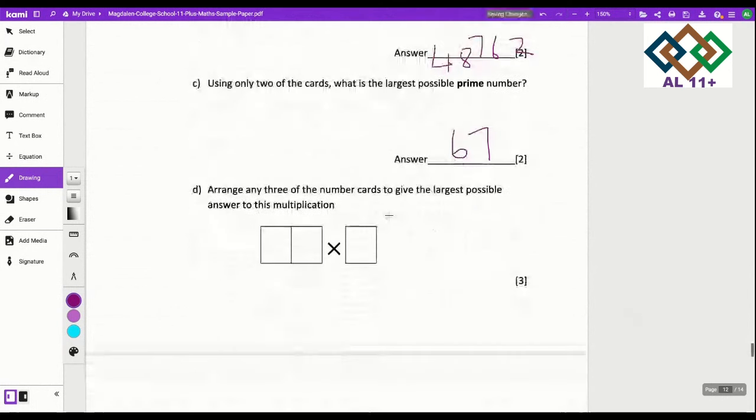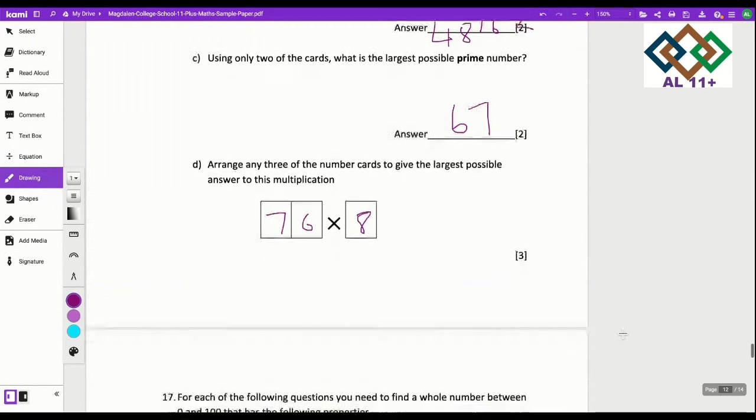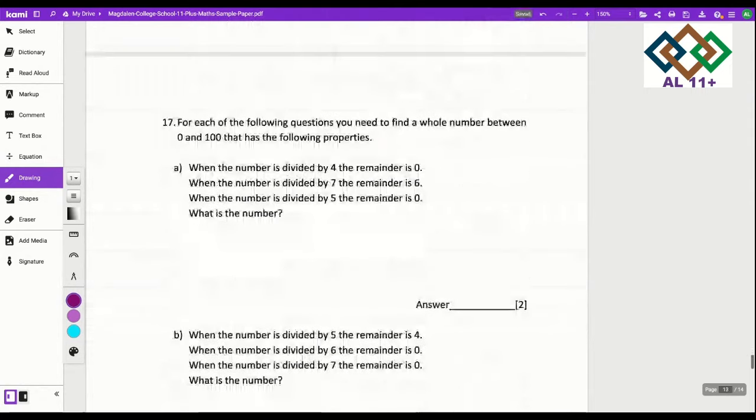And then arrange the 3 number cards to give you the largest possible answer in the multiplication. So you have to do 76 multiplied by 8. I hope this card one was easy.